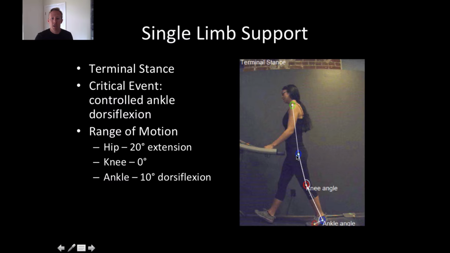So now we've switched to the opposite. We're in 20 degrees of hip extension. Remember, we started the gait cycle in 20 degrees of flexion. The knee is still at 0, and our ankle has moved into more dorsiflexion. This is the maximum dorsiflexion we see in the gait cycle, which is 10 degrees. So it's why a lot of times in rehab we work on ankle dorsiflexion mobility, because you need at least 10 degrees of it to walk normally.